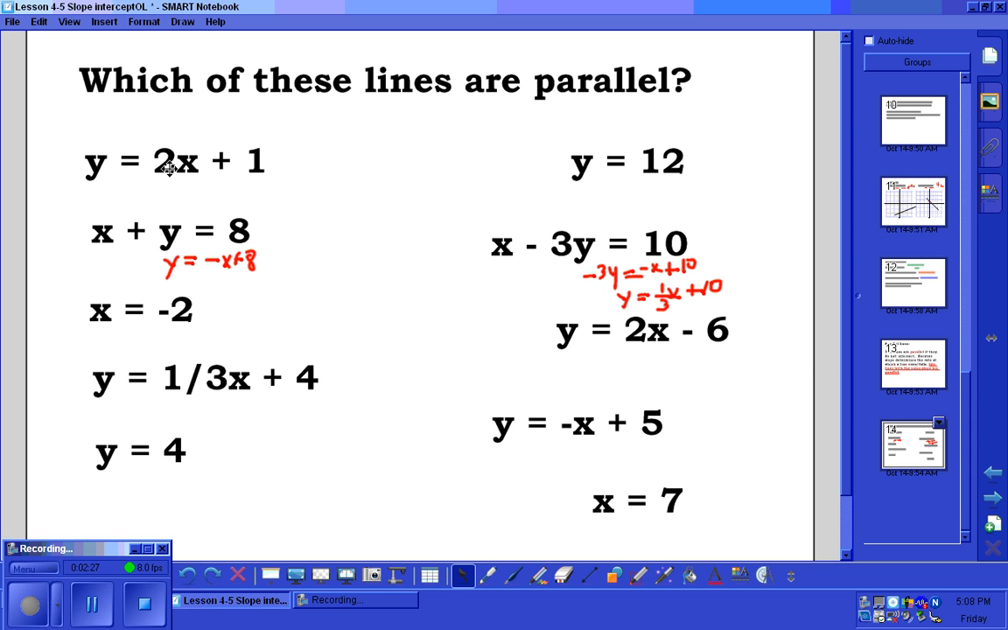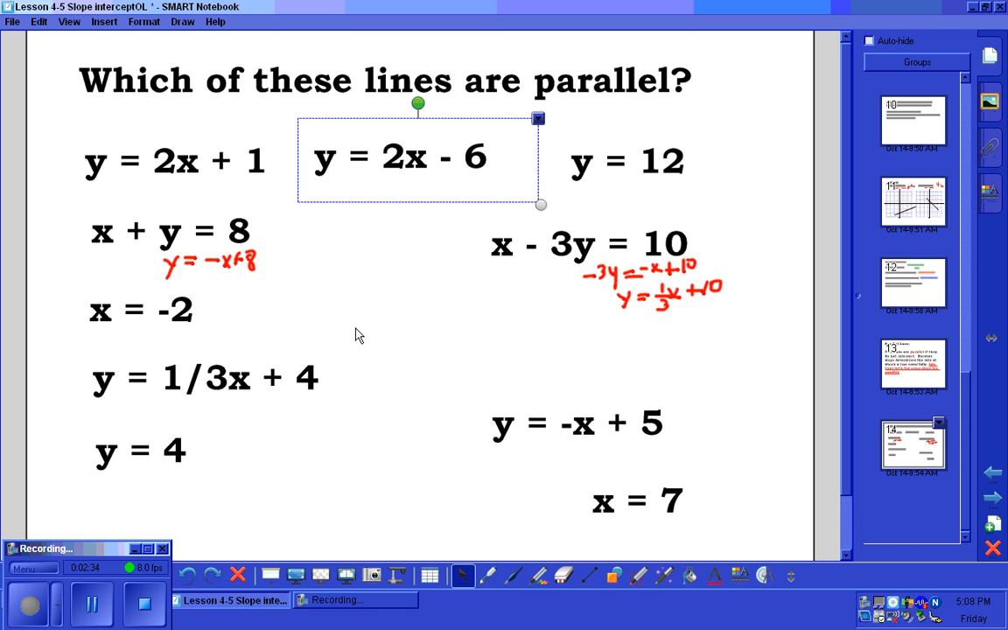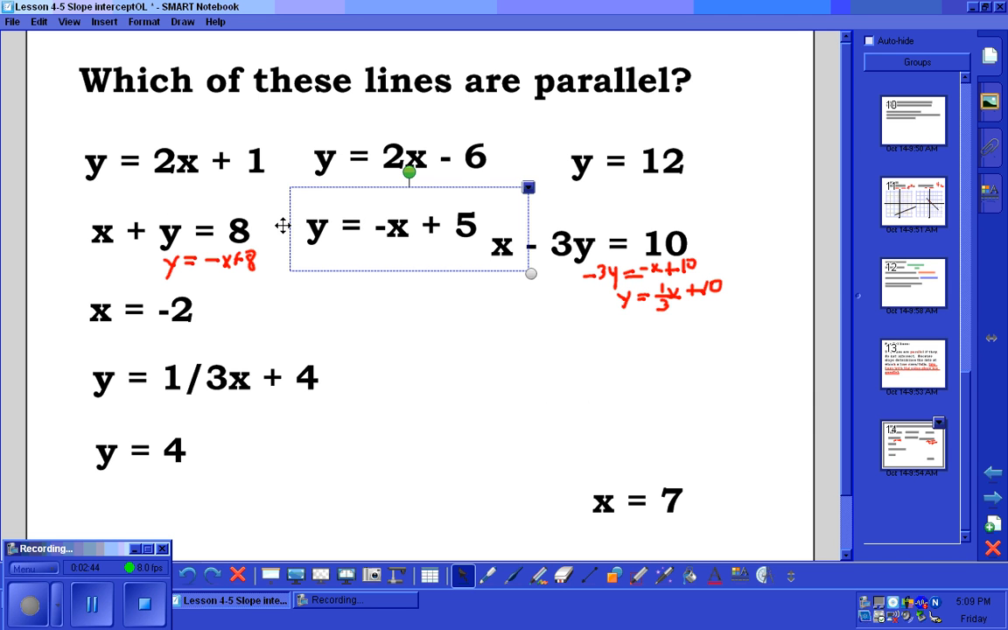First line has a slope of 2. You can tell that's the number next to x. Therefore, this one would be parallel to it. They have different y-intercepts, but they have the same slope, so they must be parallel. This one has a slope of -1, and so does this line down here. Again, they have different intercepts, but the same slope.